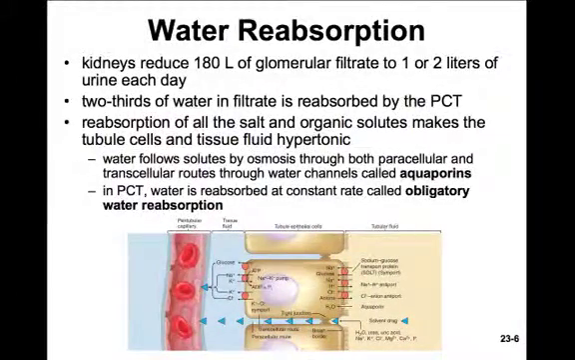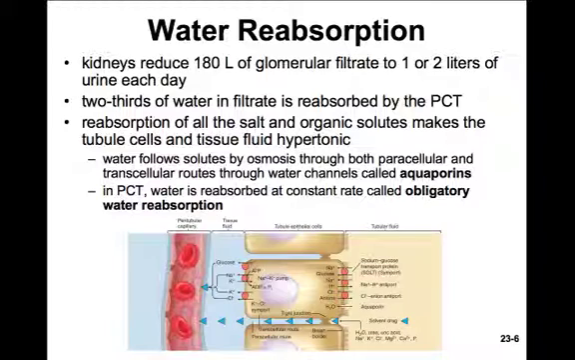So now, following the reabsorption of all those electrolytes, water will be reabsorbed. As we learned earlier, the kidneys reduce about 180 liters of glomerular filtrate to 1 or 2 liters of urine. So many times the blood volume is actually filtered by the kidneys. And right now, most of it's going to be reabsorbed. 2/3 of the water is going to be reabsorbed here in the proximal convoluted tubule.